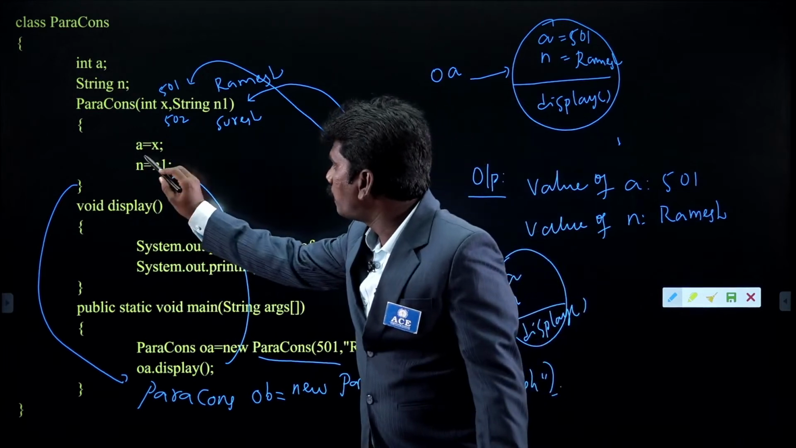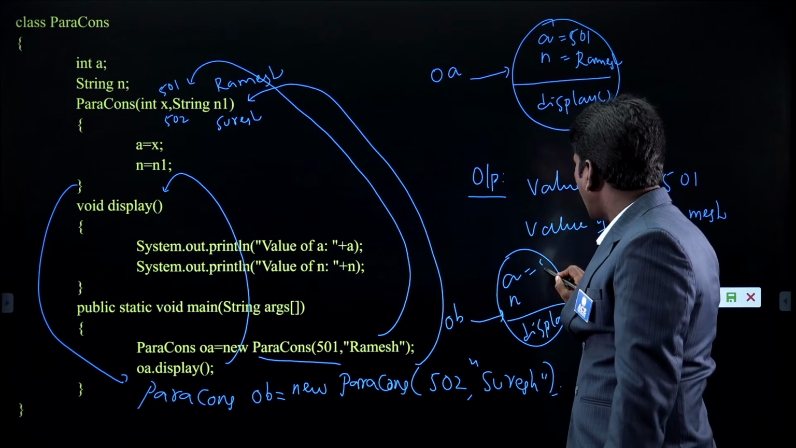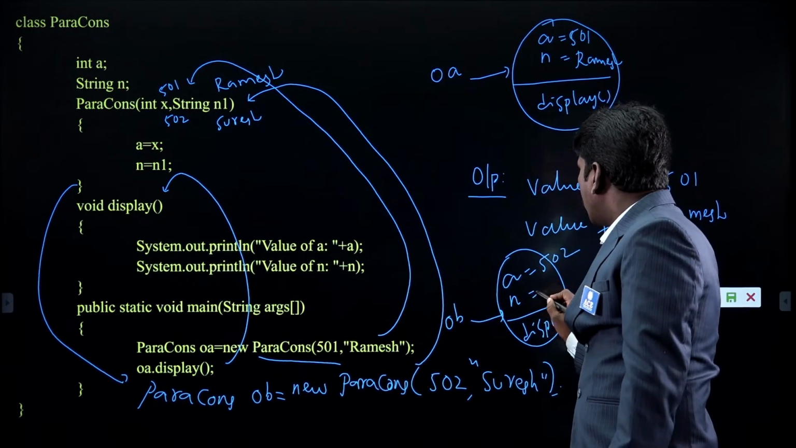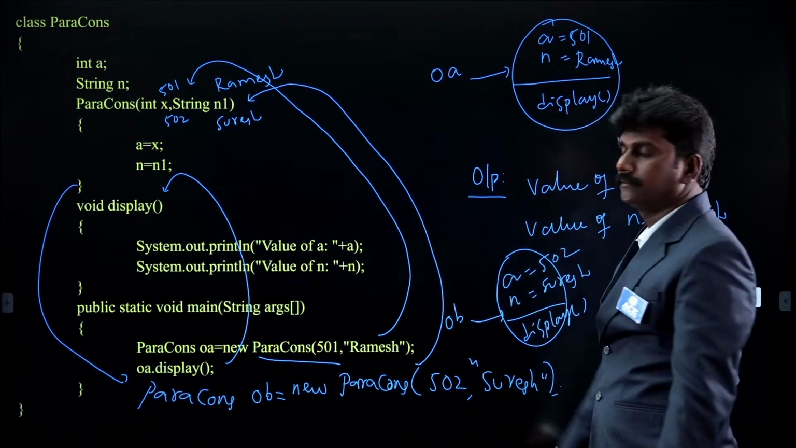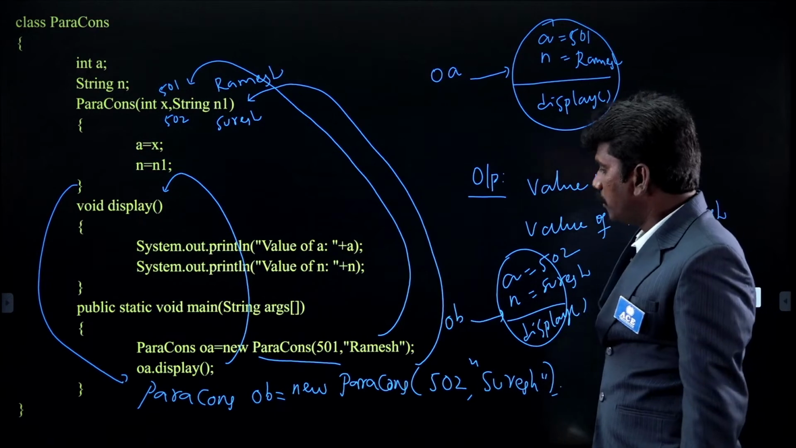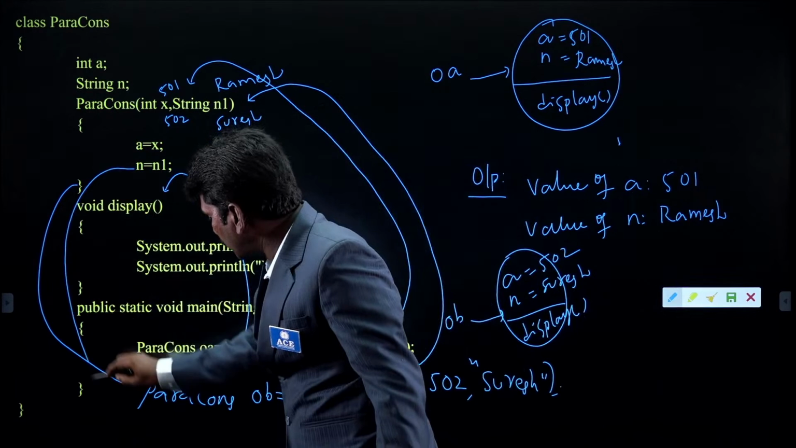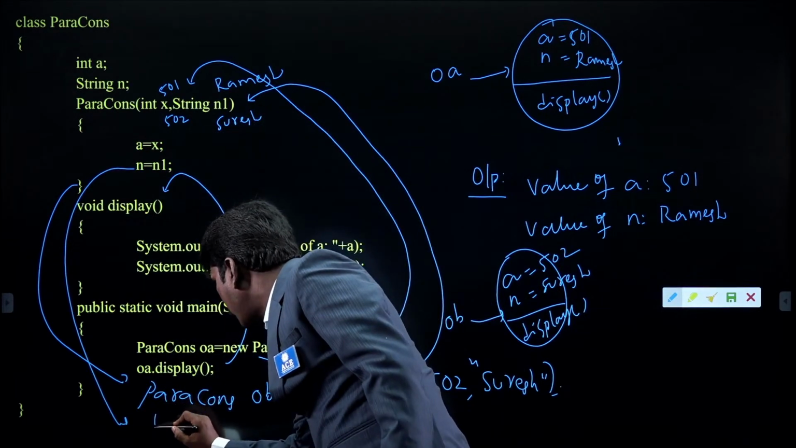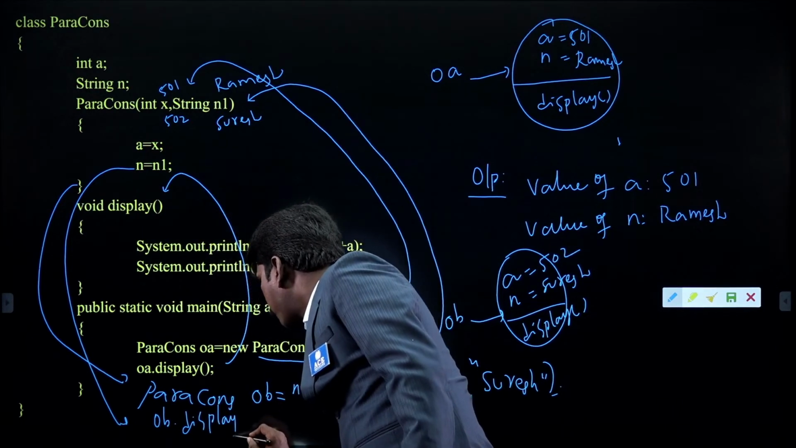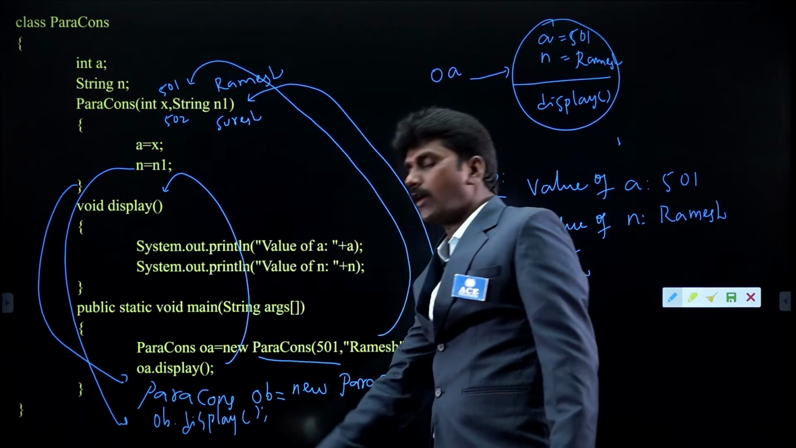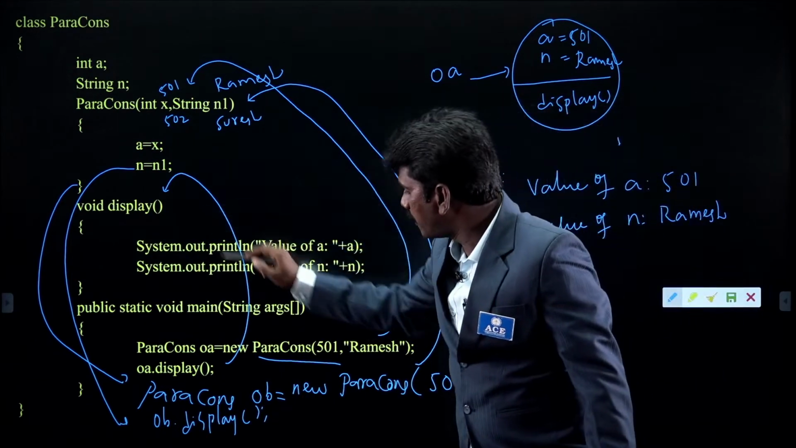Now inside it, what is there? a is equal to x. a of OB will be assigned with 502 and n of OB will be assigned with Suresh. Right? Now the initialization is done. The control will come back to the next line. Suppose the next line is ob.display. In this case, what is going to happen? Again, the display will be executed.